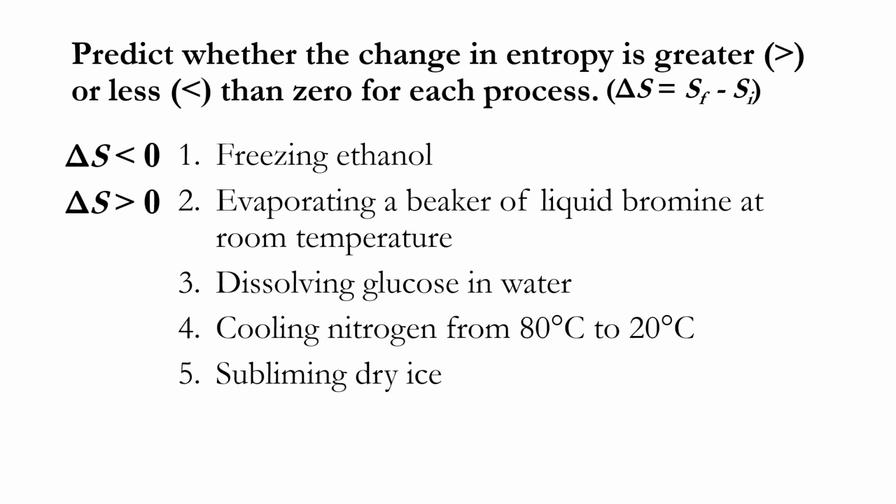Number three, dissolving glucose in water. So earlier, we had dissolution of a solid solute in a liquid, for example, water. Dissolution results in an increase in disorder between the particles of both the solute and the solvent. In this case, we have glucose as the solute and water as the solvent. As glucose dissolves in water, it spreads out in water.